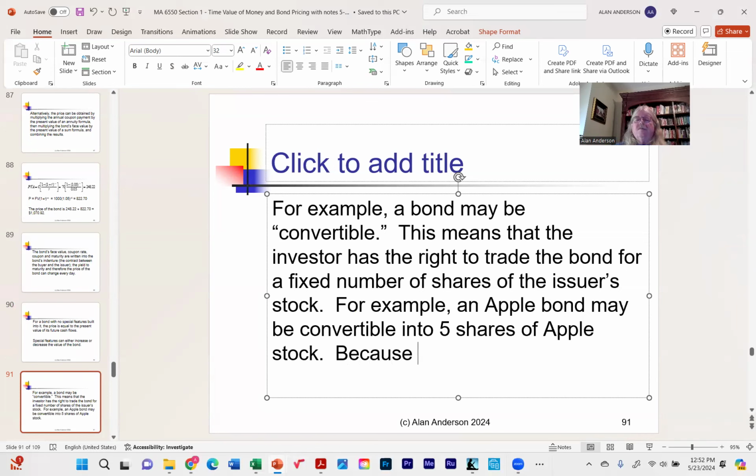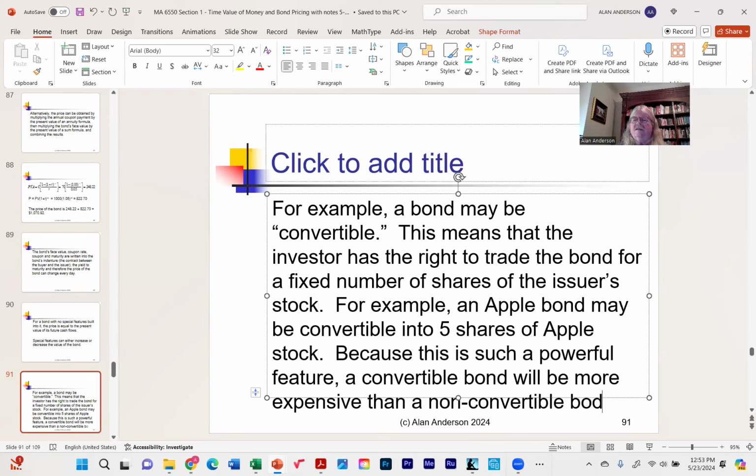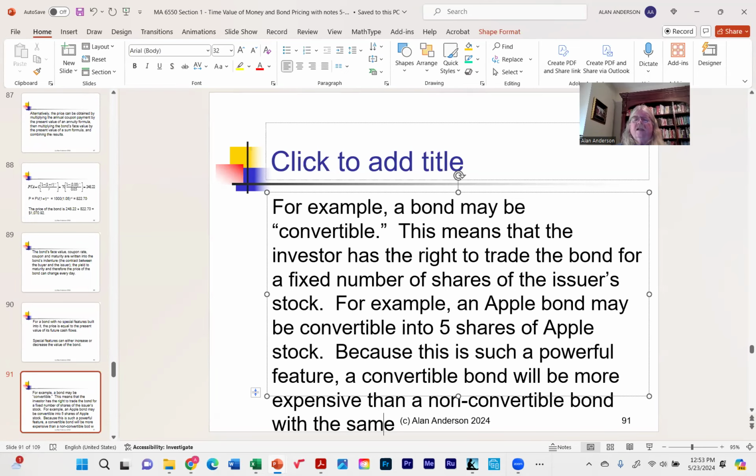So because this is such a powerful feature, a convertible bond will always be more expensive than a non-convertible bond with the same features, that is. So in other words, in a case like that, you can't just calculate the price of the bond directly as its present value. You have to explicitly consider that ability to convert it into stock. And that's, of course, going to make it a lot more complicated.